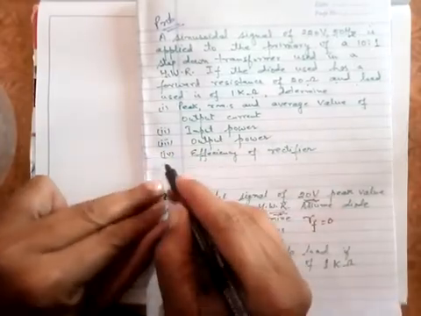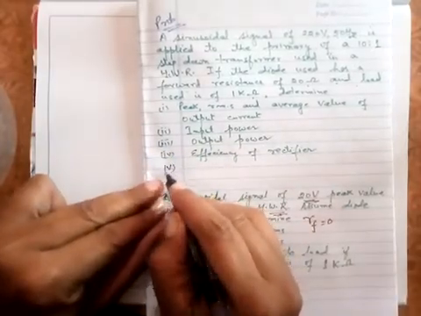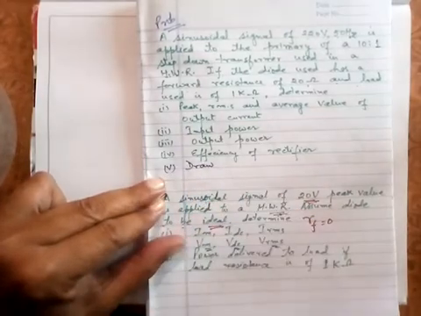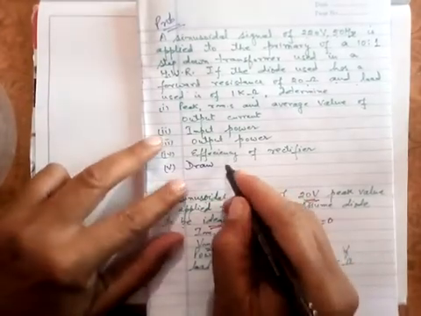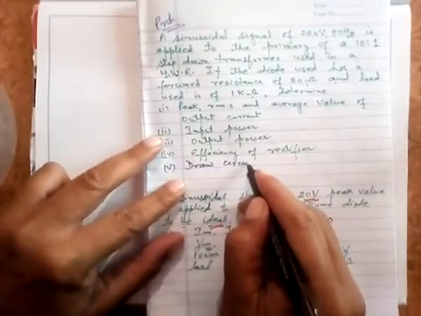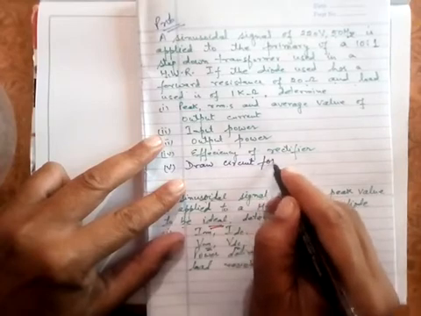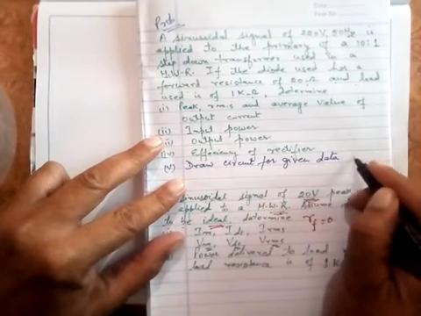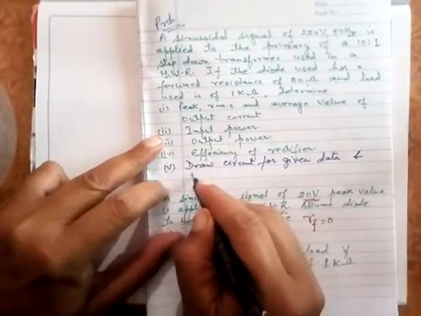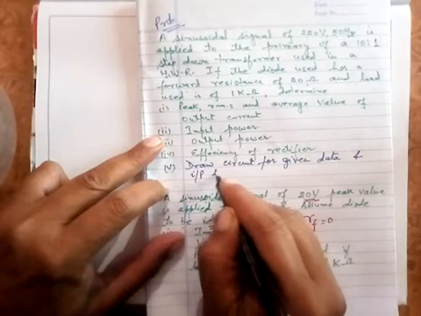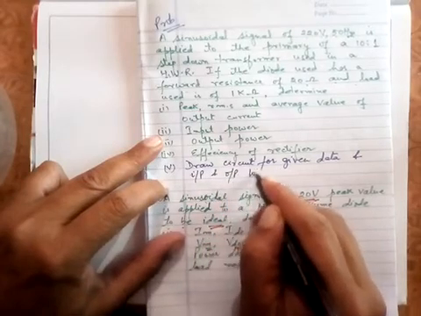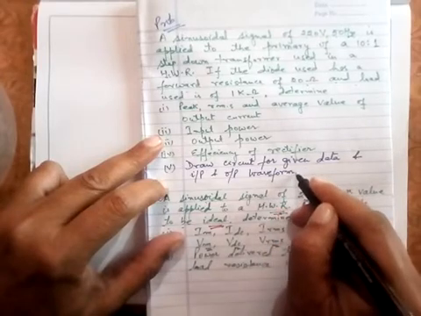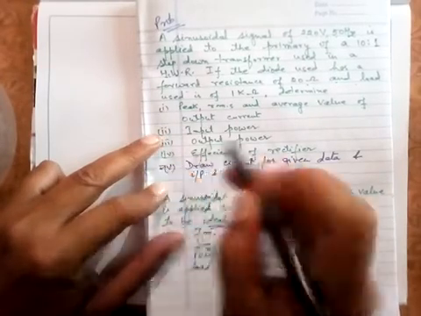One more thing I am adding here, a fifth part of the problem: draw the circuit diagram. Even if it is not asked, you must first draw it. Draw the circuit for the given data, and also draw the input and output waveforms. Waveforms means signal waveform. So I am starting with this part first.